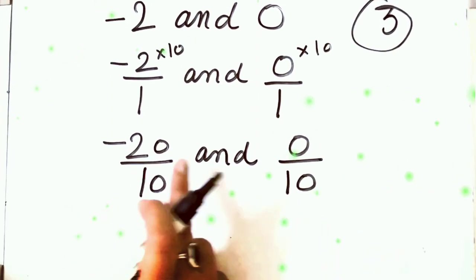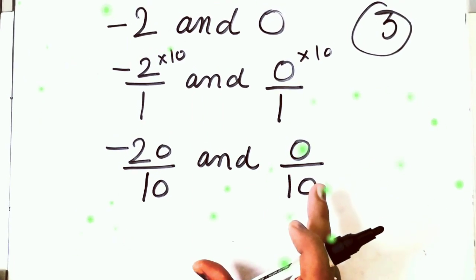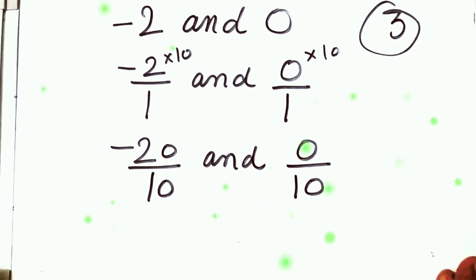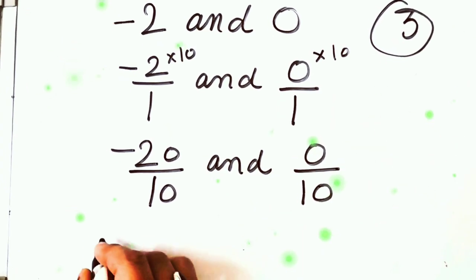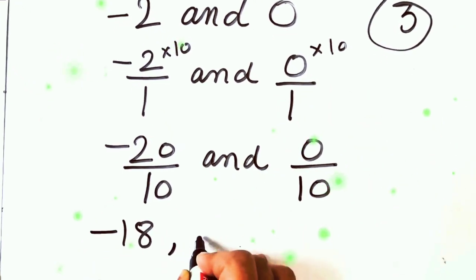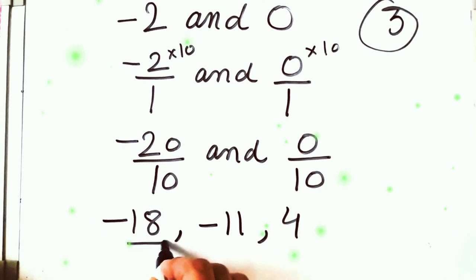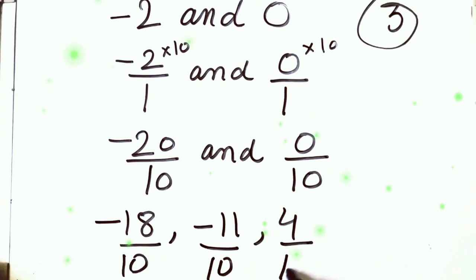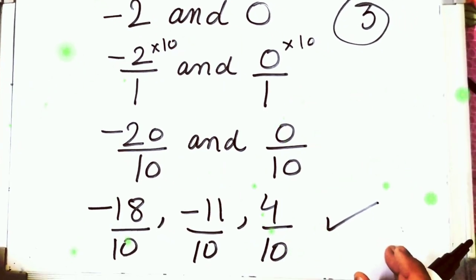Okay, and between minus 20 and 0 we have so many numbers, from minus 19, minus 18, so on till minus 1, right? So you can take any 3 numbers between them. Let us suppose I have taken minus 18, minus 11 and 4. Okay, in the denominator you just have to write 10. So these are the 3 rational numbers between minus 2 and 0.